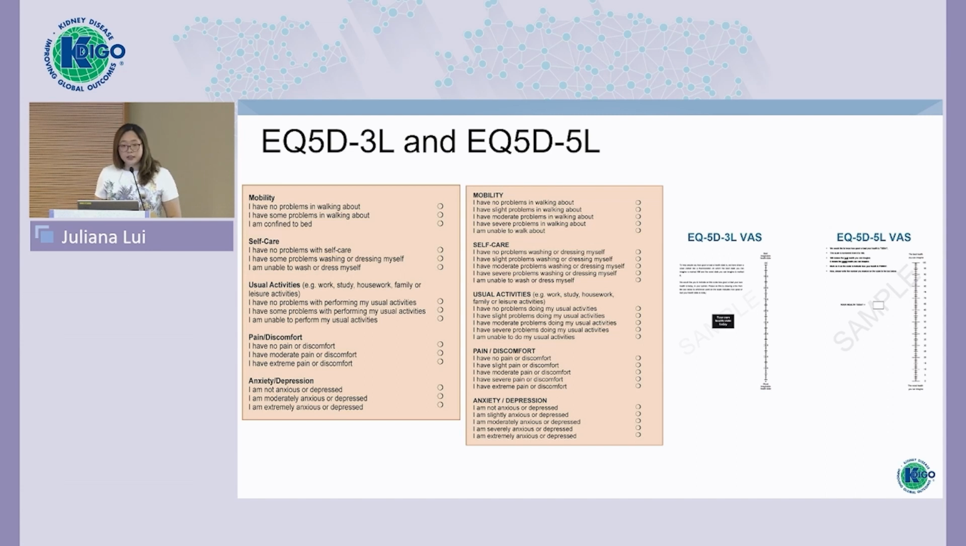In contrast, the EQ VAS, visual analog scale, records the respondent's own assessment of their health status. So it is not anchored on a valuation set. Furthermore, the EQ VAS scores are anchored on 100, which is the best health you can imagine, and 0, which is the worst health you can imagine.